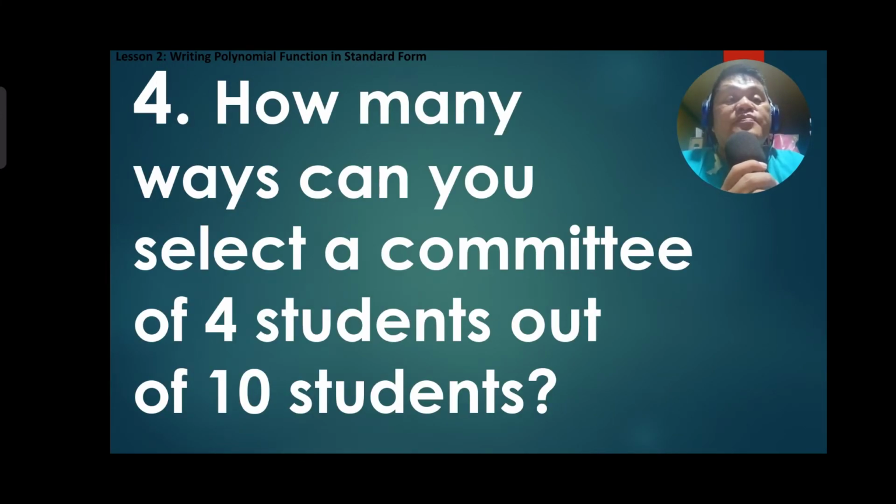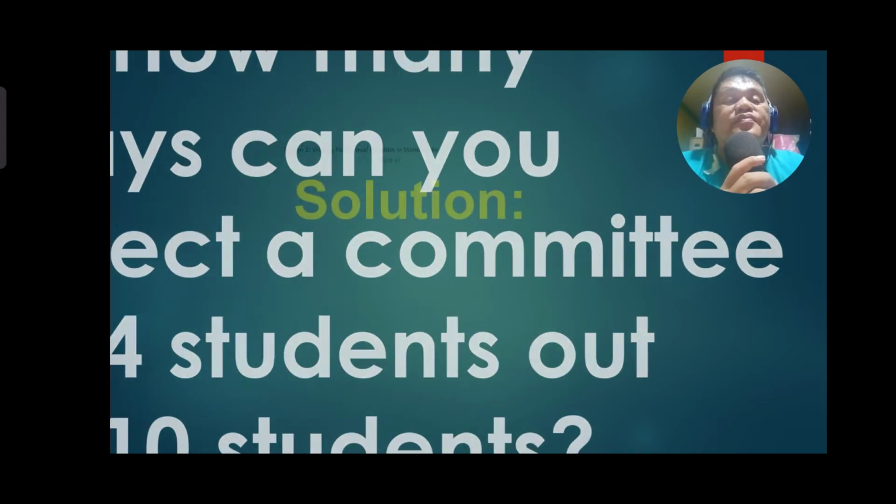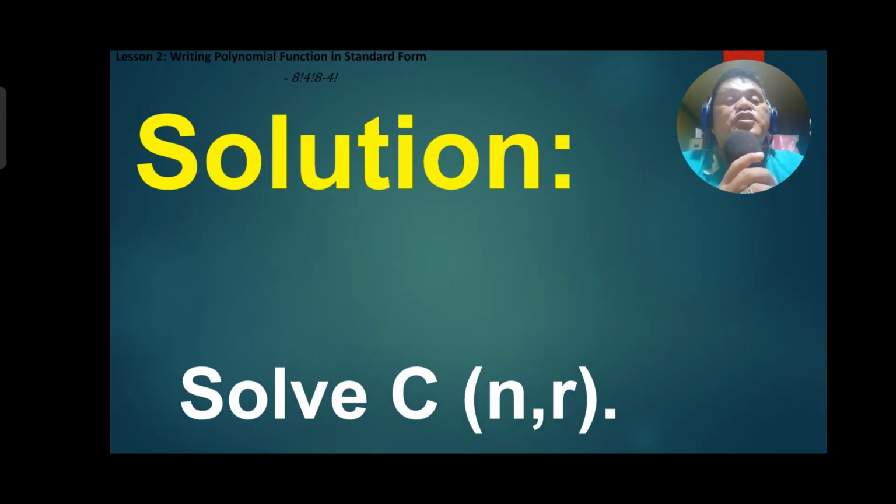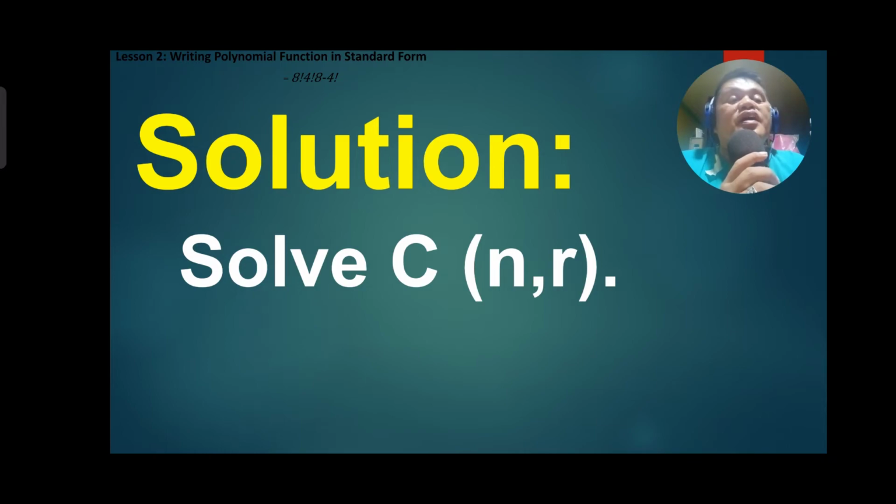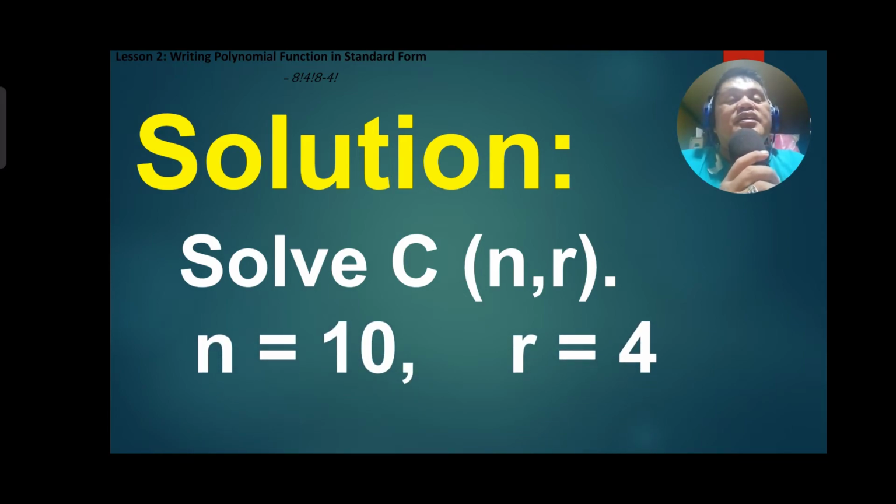Number 4. How many ways can you select a committee of 4 students out of 10 students? So there are 10 students, and you are going to select 4 students, a committee of 4 students. Again, we have the solution. We have the combination of 10 students taken 4 at a time, where n equals 10 and r equals 4.